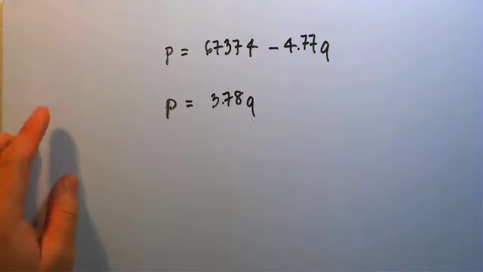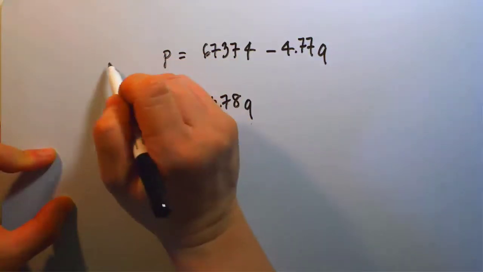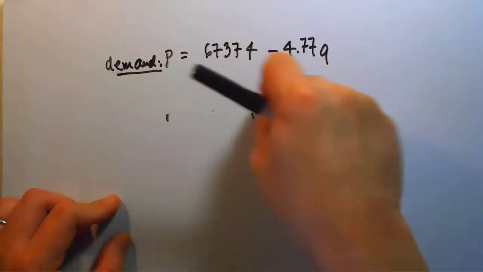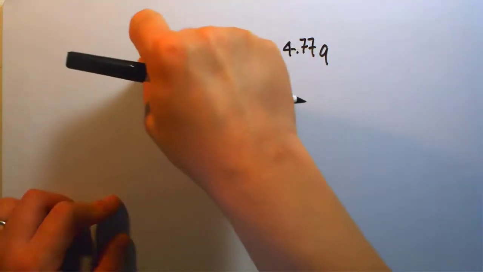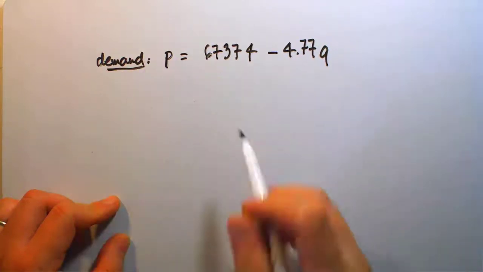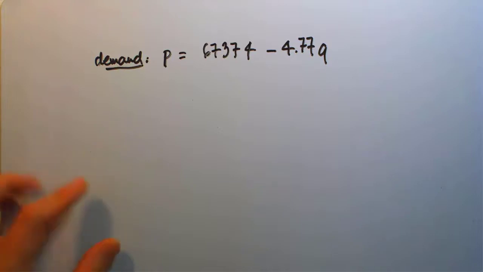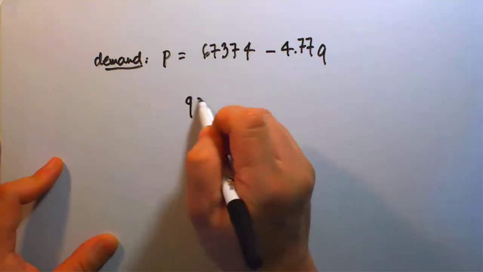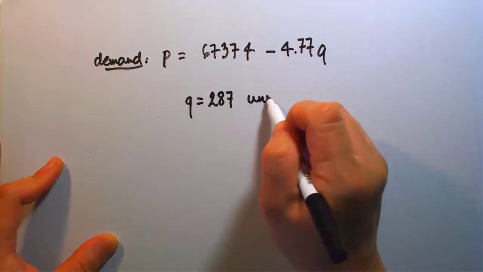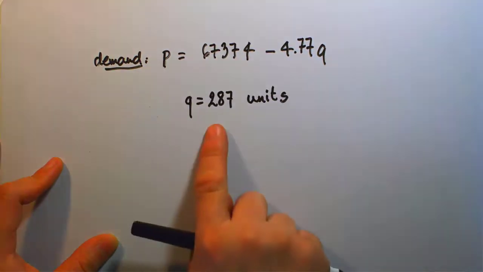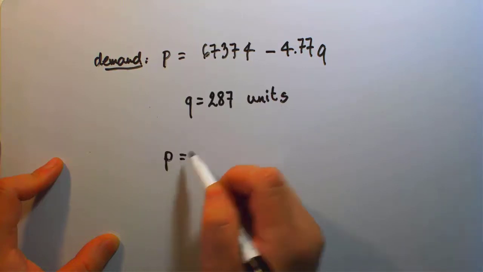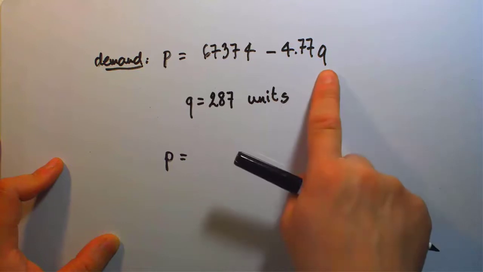Switching over to my working board here, demand is this function, P equals 67,374 minus 4.77 Q cubed. Clearly, when it's asking to find the price when the quantity demanded is 287, that means Q is given to be 287 units. So finding the demanded price in this case is simply substituting the Q value into the variable Q of our equation.